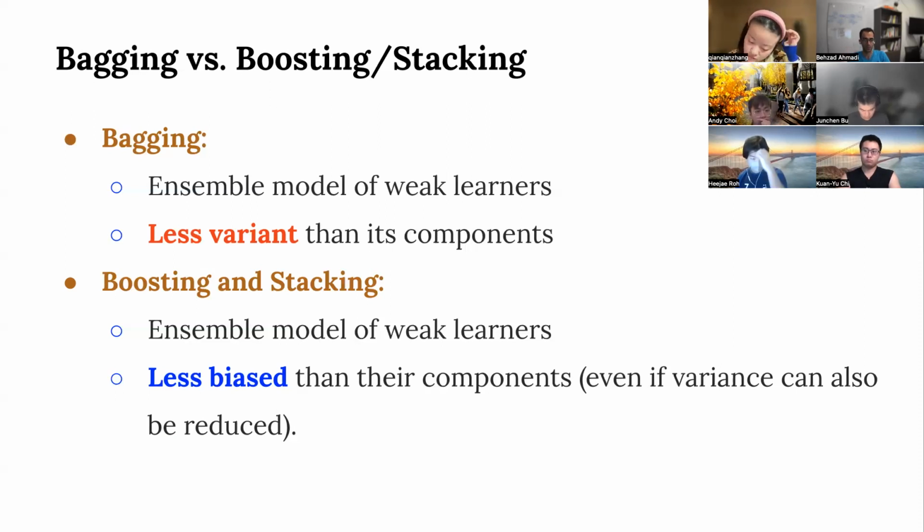In boosting and stacking, you still have multiple weak learners, but they are highly biased, and the goal is that you reduce the bias. As a result, you may also reduce the variance, but the way that you do bagging is more inclined towards reducing the variance, whereas the way you do boosting is more inclined towards reducing the bias. So it makes sense to have high variance models here and reduce the variance of the combo, and it makes more sense here to have highly biased models and reduce the bias of it.